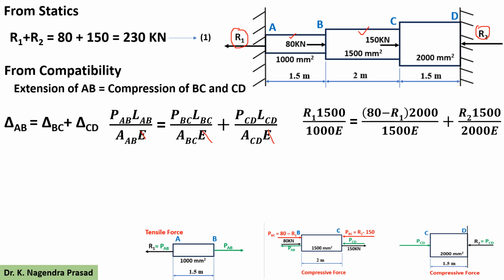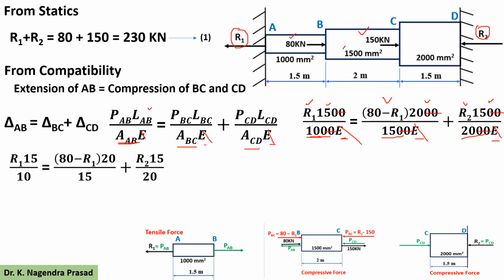So PAB value is R1, LAB equal to 1500, cross sectional area of portion AB is 1000 into E, and PBC value is 80 minus R1, length of BC is 2000, and cross section area of BC is 1500 into Young's modulus E, plus PCD is R2 and LCD is 1500, ACD is 2000 into E. Here E will get cancelled, and also the 2 zeros and 2 zeros will get cancelled.